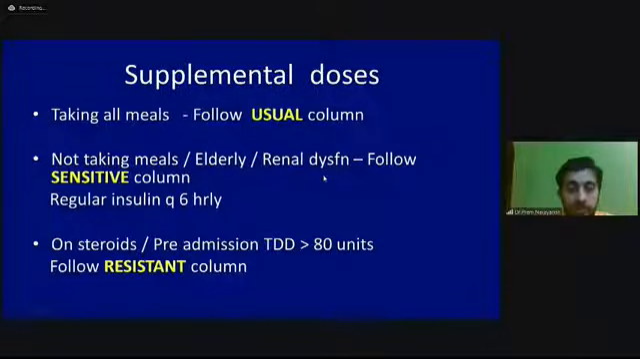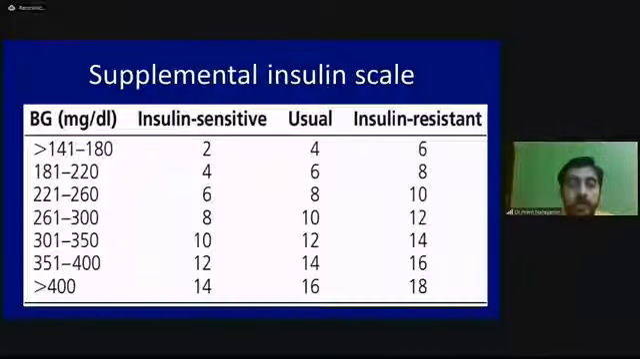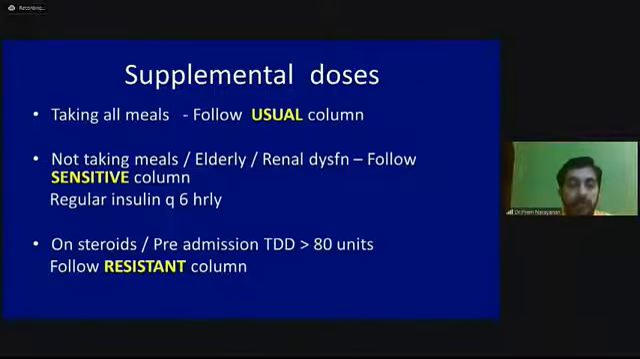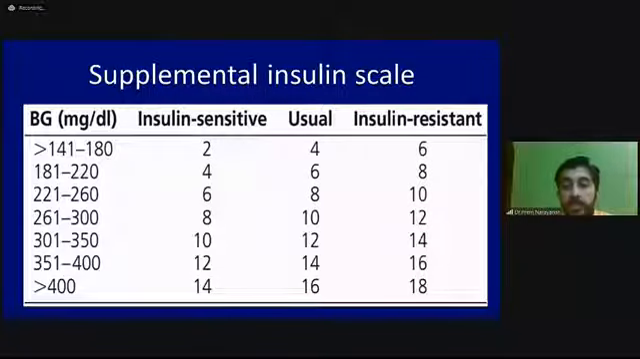Patient not taking meals, elderly, or those having renal dysfunction, we'll follow the sensitive column. You can see here is the insulin sensitive column. The supplemental dosage will be much reduced compared to the usual dosage. And those on steroids, or those whose total pre-admission dose was more than 80 units, you will have to follow the resistant column. The supplemental dosage will be more compared to the other 2 columns.